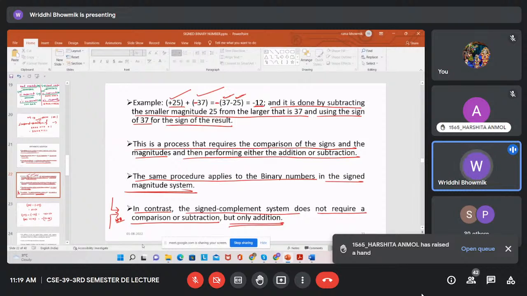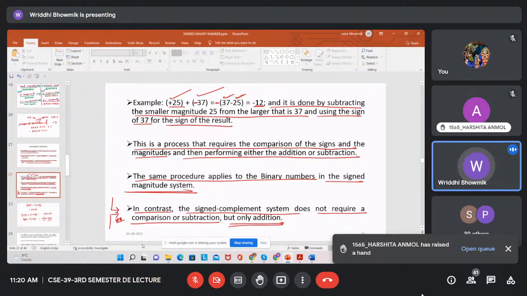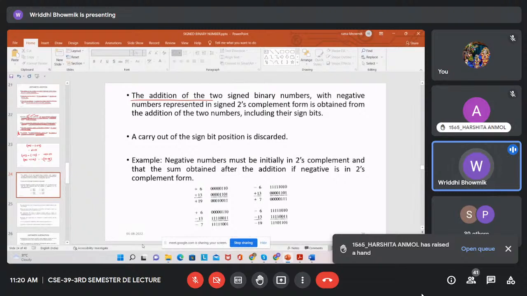Because when we are dealing with digital computers, we need to eliminate the complexity associated with subtraction. In general, for binary subtraction, we need to borrow from the next higher position if the subtrahend is greater than the minuend. So that is a complex process, and that is why we go for the addition. Same thing over here. If we follow the signed complement system, we will do only the addition. We don't need to compare or subtract. The addition of two signed binary numbers, with negative numbers represented in signed two's complement form, is obtained from the addition of the two numbers, including their sign bits.